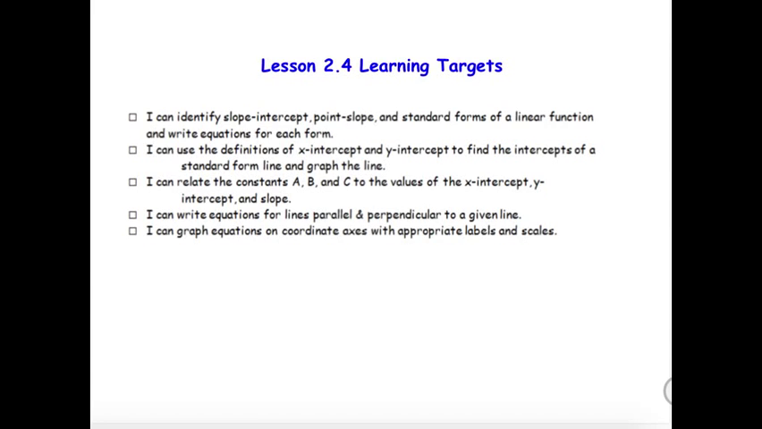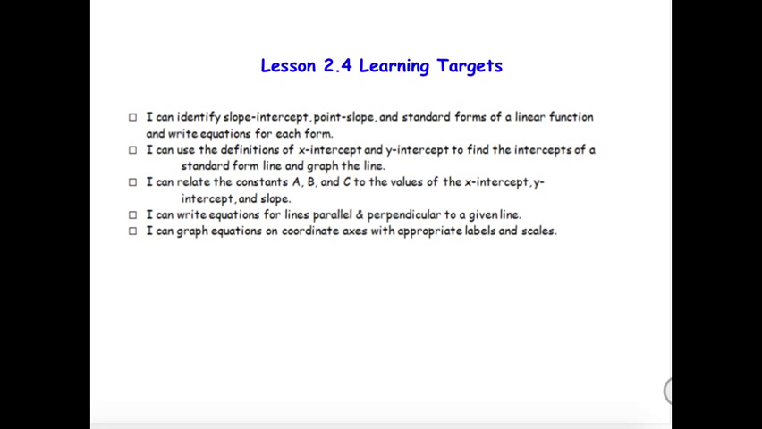Lesson 2-4, our learning targets. I can identify slope-intercept, point-slope, and standard forms of a linear function and write equations of each form. I can use the definitions of x-intercept and y-intercept to find the intercepts of a standard form line and graph the line. I can relate the constants a, b, and c to the values of the x-intercept, y-intercept, and slope.